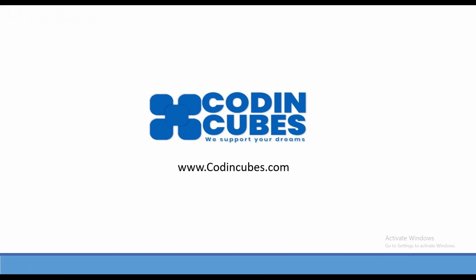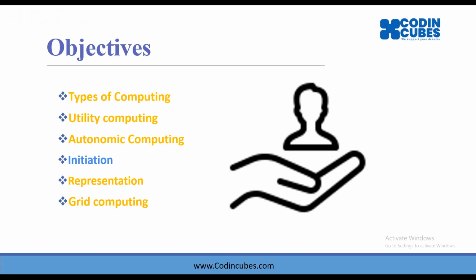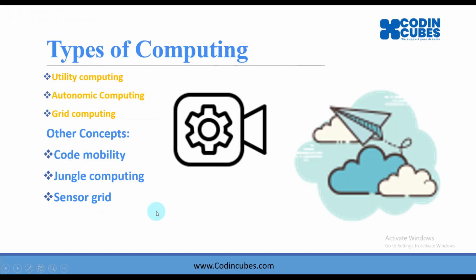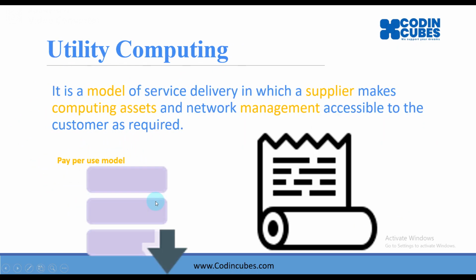In this module we will discuss various concepts of computing. This module consists of various objectives like types of computing, utility computing, autonomic computing, initiations, representation and grid computing. So now we will be talking about the types of computing. Here are some of the types of computing like utility computing, autonomic computing and grid computing. There are also some other concepts such as code mobility, jungle computing, and sensor grid.